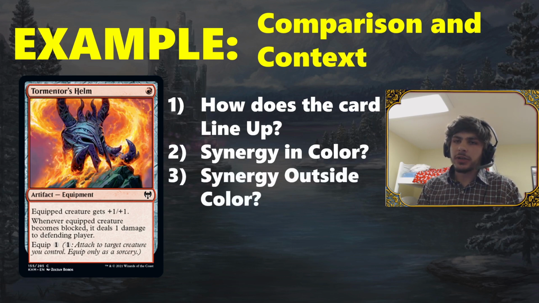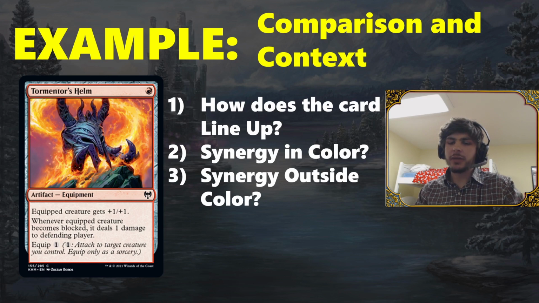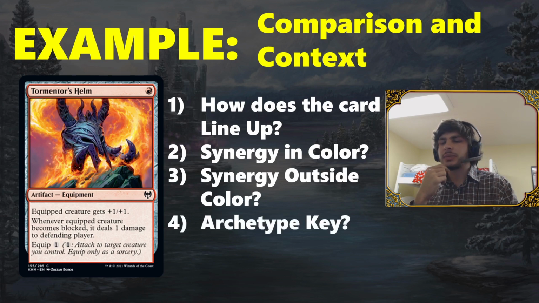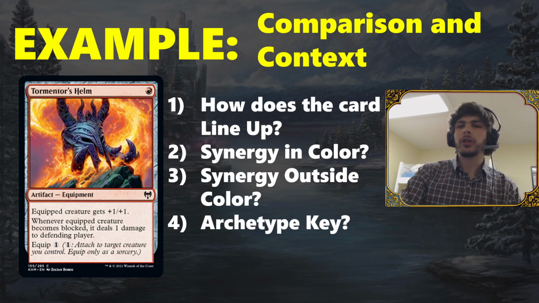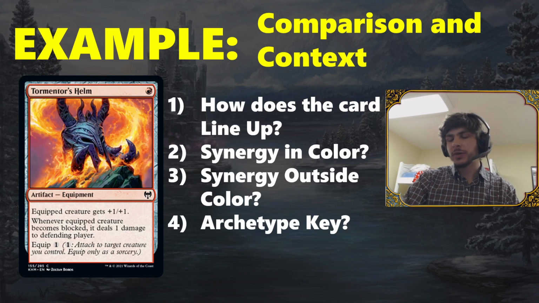Third, synergy outside color. Well, as I said earlier, red-white might be an equipment and auras deck, and so red-white might be a good place to look for your Tormentor's Helm. If it is going to have some synergy, there might be some white cards that care about equipment. And then finally, is it archetype key? In that deck, you're going to probably be wanting to play Tormentor's Helm, because it makes all of your other cards so much better if you have that creature in play and you have an equipment attached to it. So keep those things in mind.